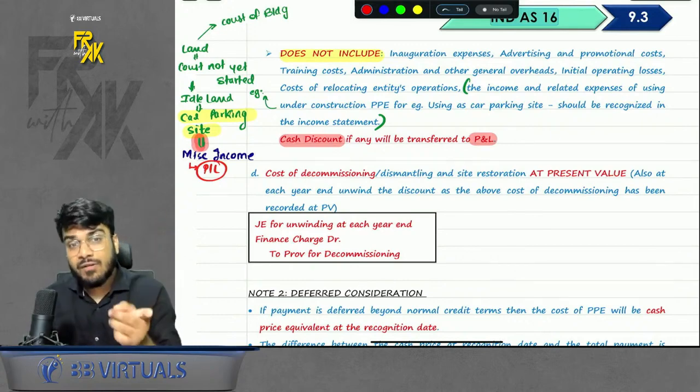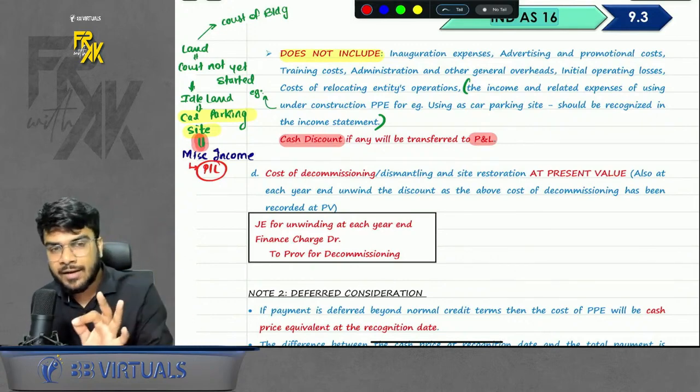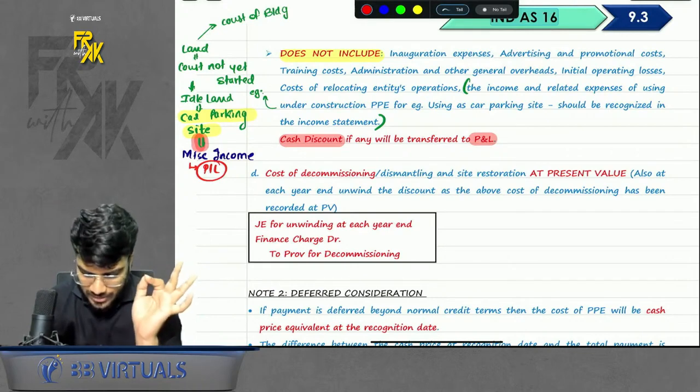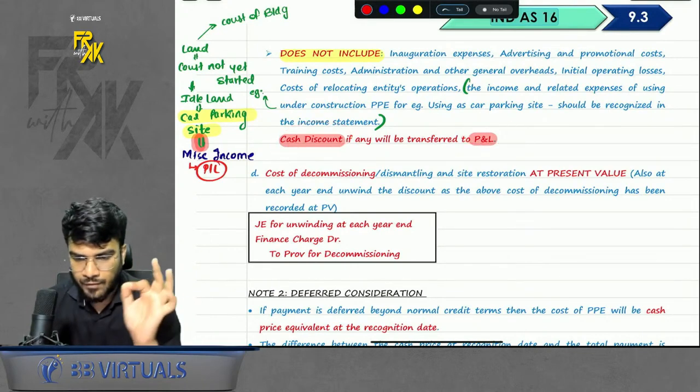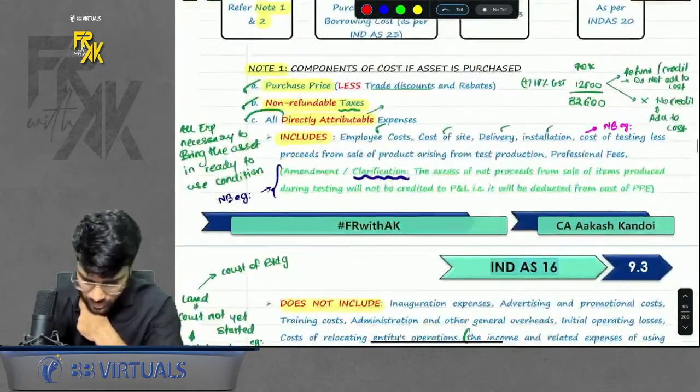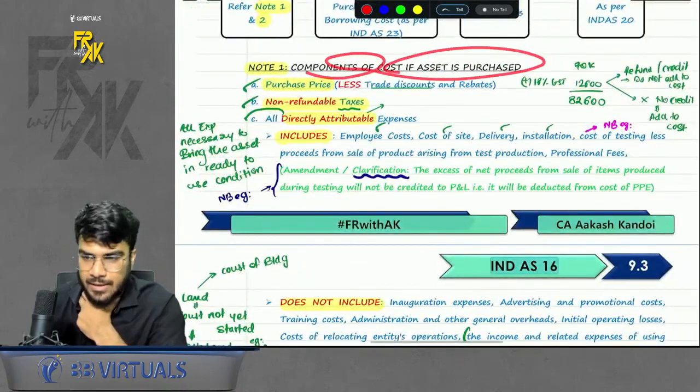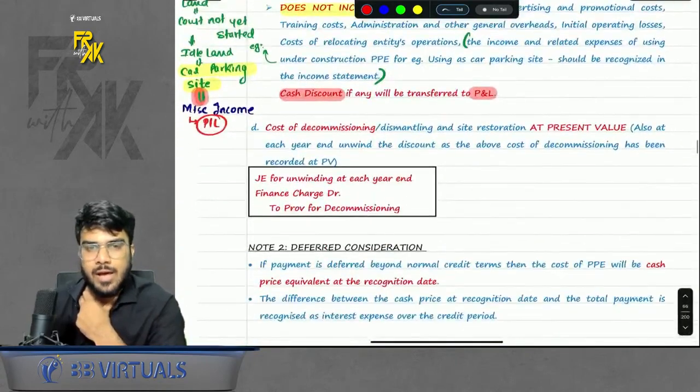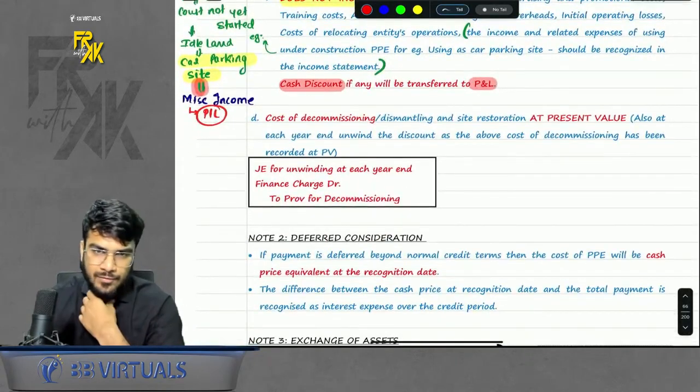But if it was a trade discount, then we would have deducted it from the cost of the asset. But if it is a cash discount, you will transfer it to profit and loss. Always remember this point. Okay. So these were the components of cost if the asset is purchased. I hope this is clear to everyone, right?